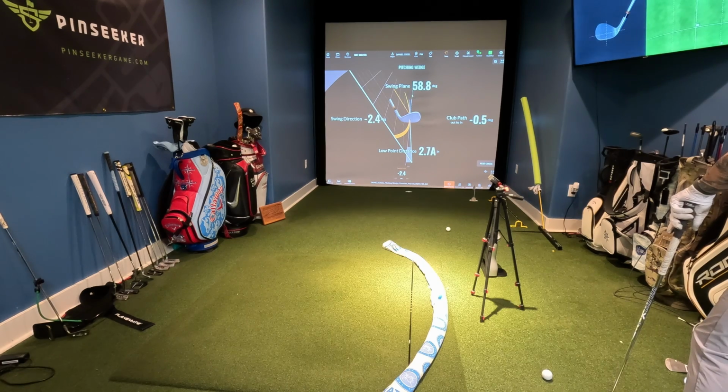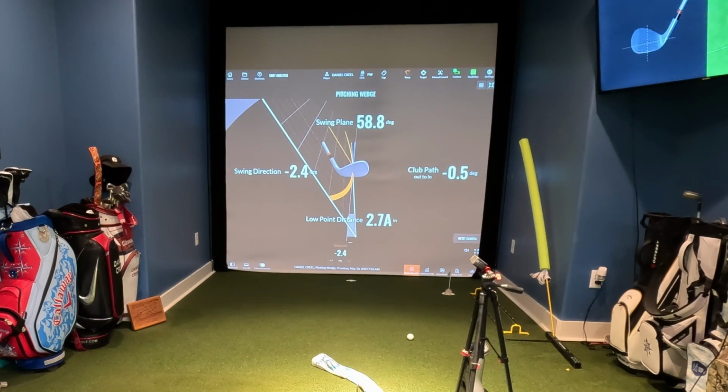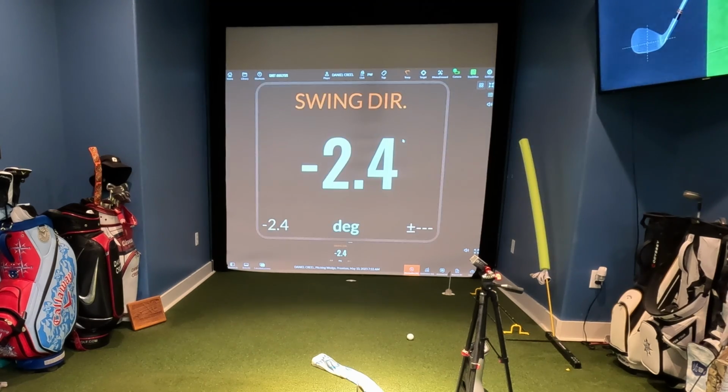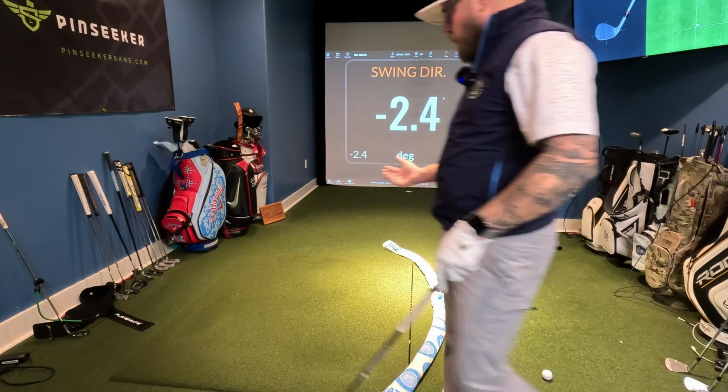So this gray line here is my target line, and you can see that on the downswing, that orange little arc here is right on my target line, but when it gets past the ball, it goes to the left. And the significance of that is it's 2.4 degrees left.